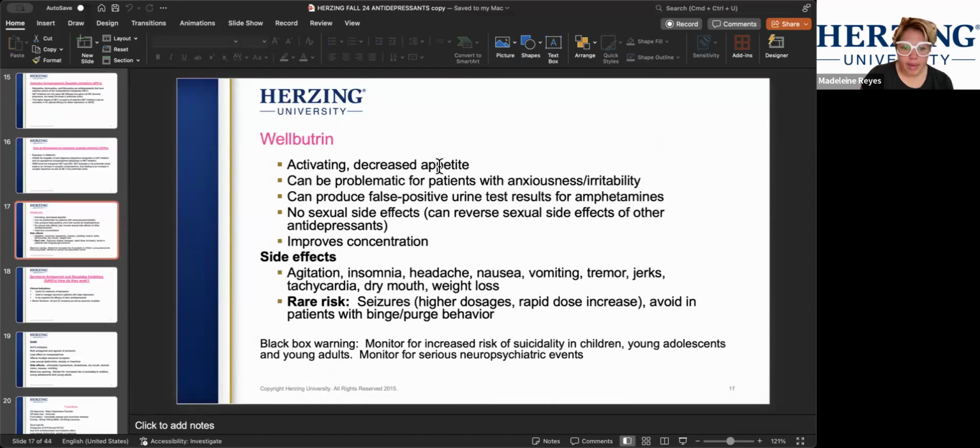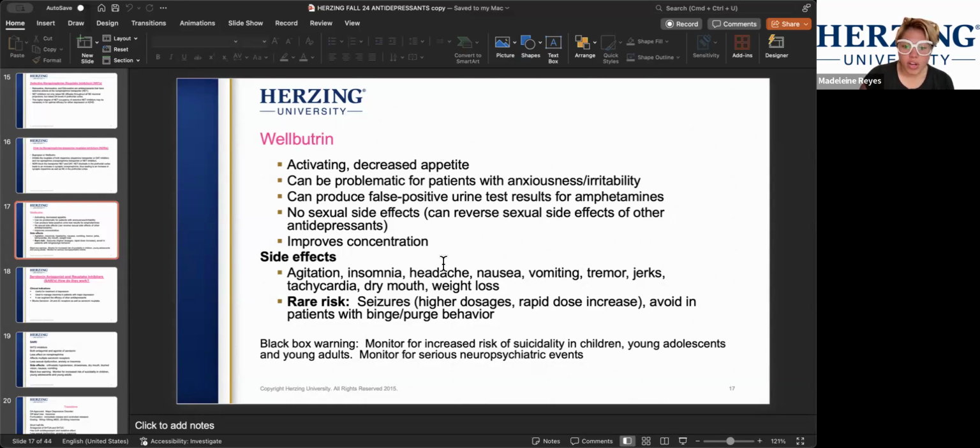Wellbutrin is activating, decreases appetite, and can be problematic for patients with anxiety or irritability. It can produce false positive urine test results for amphetamine, so we also have to watch for that. No sexual side effects. Can be used as an adjunct. If your client is on SSRIs or any medication that can cause sexual dysfunction, you can use Wellbutrin as an adjunct, and it improves concentration. Side effects: agitation, insomnia, headache, vomiting, tremor, tachycardia, dry mouth, rare risk of seizures. Avoid in patients with binge or purge behavior or eating disorders.